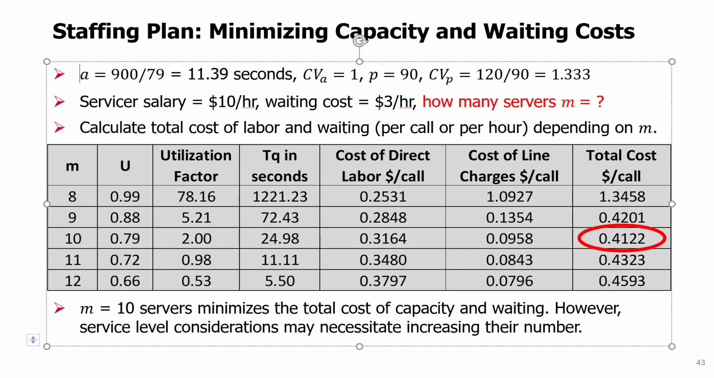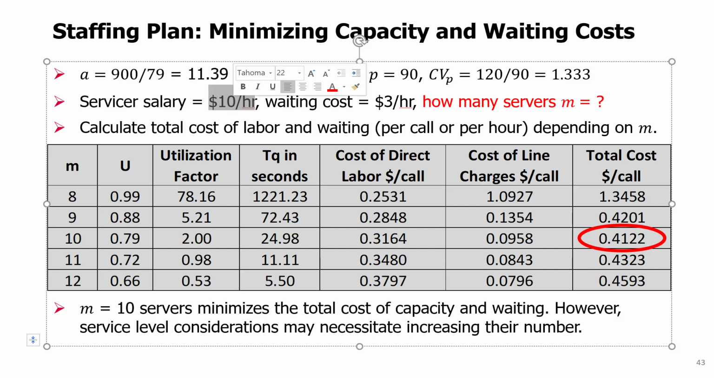So here I'm considering an example as before, with 79 calls arriving per 15 minutes, or per 900 seconds. So I have one call every 11.39 seconds. The coefficient of variation for inter-arrivals is 1. Processing time is 90 seconds, and the coefficient of variation for processing time is 1.33. And I also have the data for the cost, right?